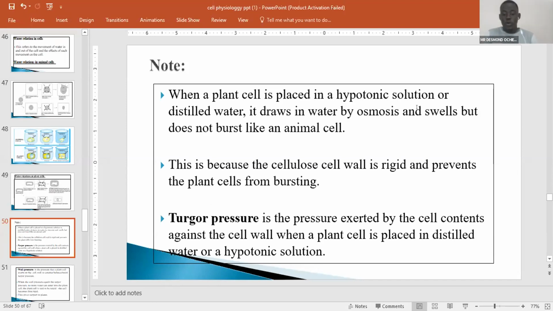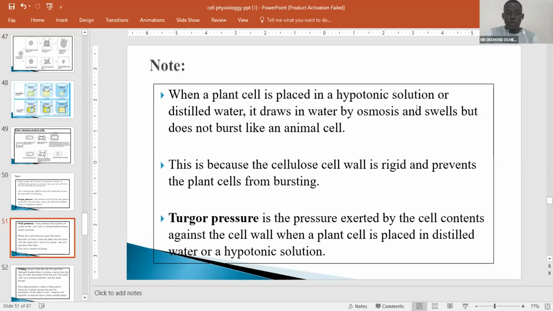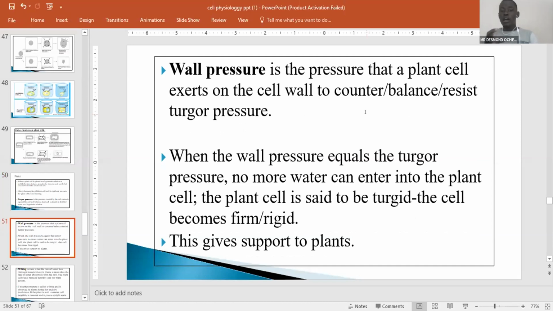So talking about wall pressure, this is the pressure that a plant cell exerts on the cell wall to counter, balance, or resist the turgor pressure. So when the wall pressure equals the turgor pressure, no more water can enter the plant cell.